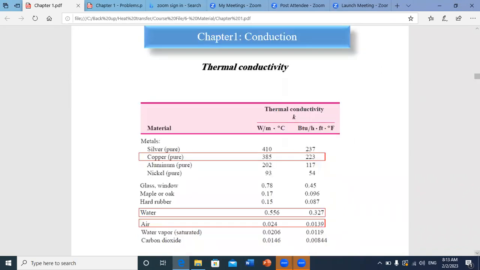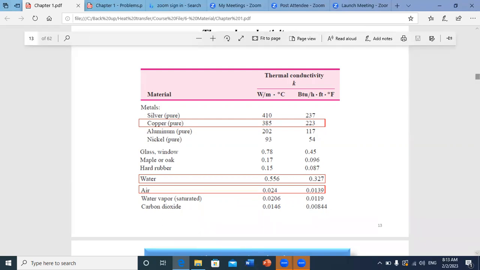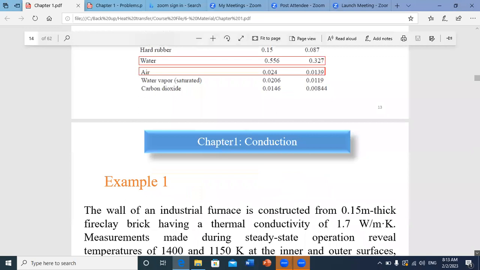Now, in this table, we have ranges of some typical values of conductivity, and we can see that for metals we have relatively large values compared to glass, windows, and rubber. On the other hand, for water and air we also have relatively small thermal conductivity. And as we discussed previously, air is one of the best insulators because it's characterized by a relatively very small value of K. And this is why we add it as a layer when we put envelopes.